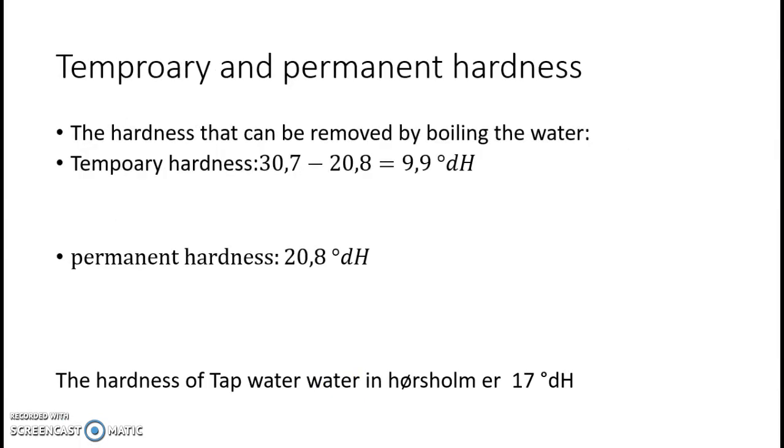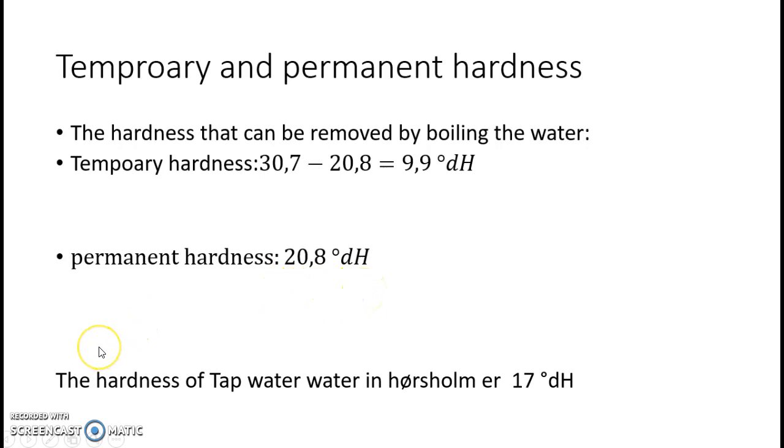So we can now find the temporary and the permanent hardness. The temporary hardness is the hardness that can be removed by boiling the water. So we take the tap water hardness, subtract the boiled hardness, and we then get 9.9 degrees hardness. So the temporary hardness is 9.9 degrees hardness. The permanent hardness is the boiled water hardness, which is 20.8 degrees hardness.